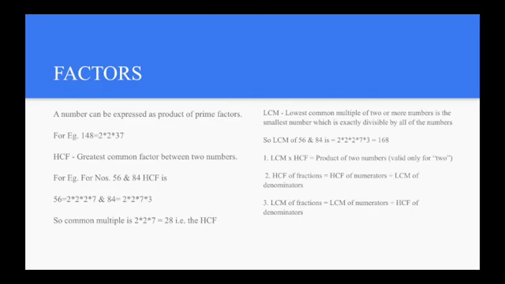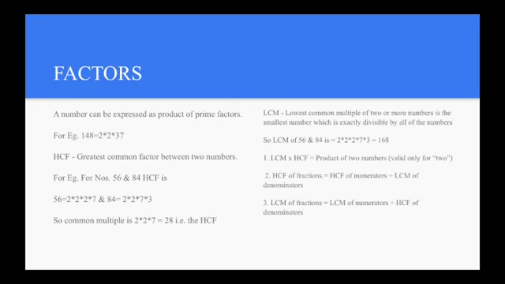Now the next thing in a number system topic is factors. Factors is basically the way of writing a number as a product of prime factors. For example, I have taken here 148. 148 can be written as 2 into 2 into 37. Now in factors we actually talk of two things. One is HCF, another is LCM.